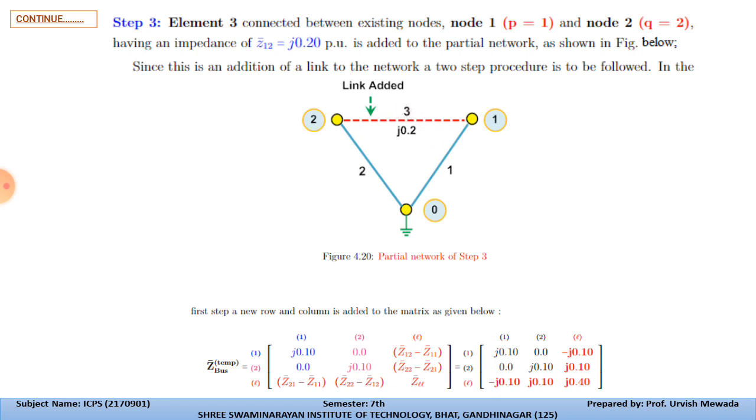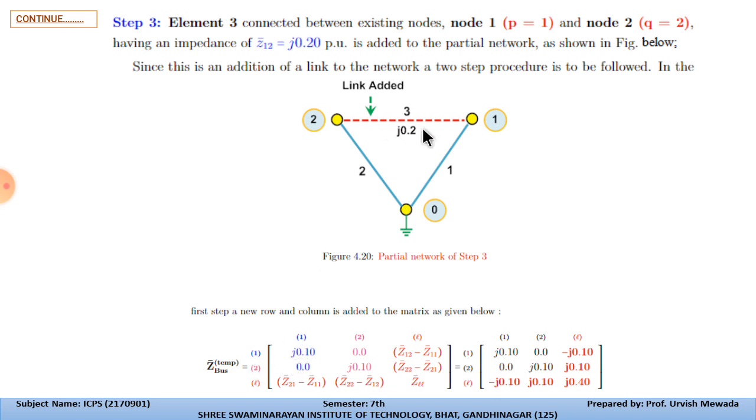since this is an addition of a link to the network, a two-step procedure is to be followed. In the first step, a new row and a column is added, and the matrix is given as, for this particular network, Z bus temporary. We are writing this Z bus temporary.